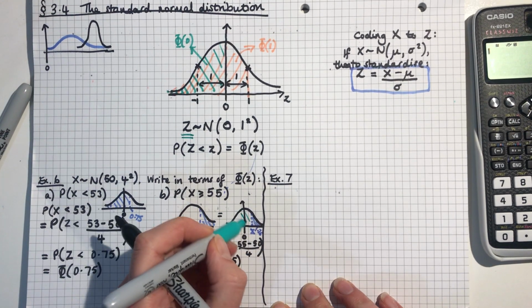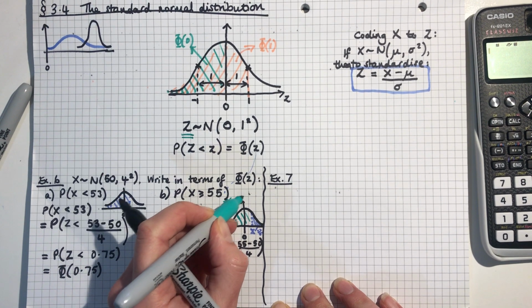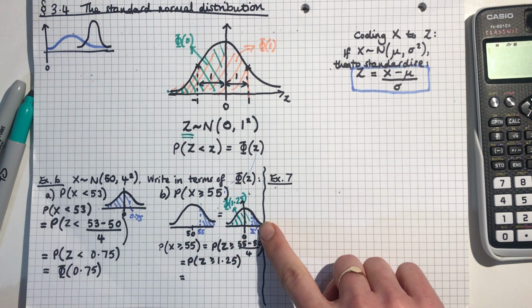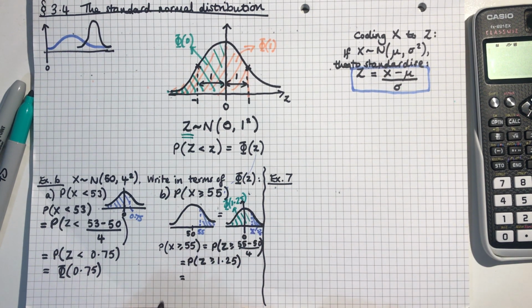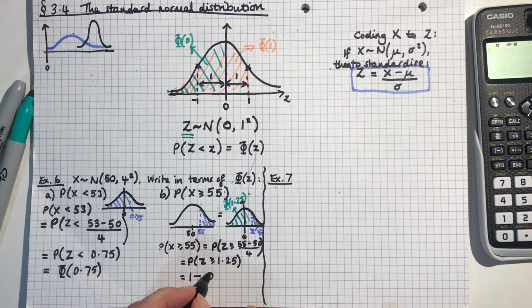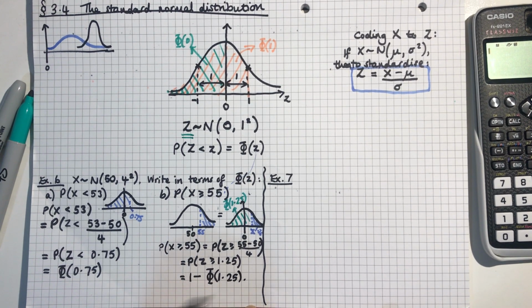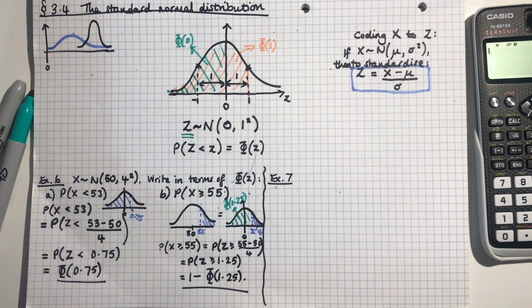But phi of 1.25 is this green area here. And I'm not interested in the green one. I'm interested in the blue one. So to find the blue one, I would have to subtract the green one from the number 1. So this that I'm interested in is 1 minus phi of 1.25. The question doesn't want me to actually work out the answer, it just wants me to leave these in terms of phi of z. So that's done there.